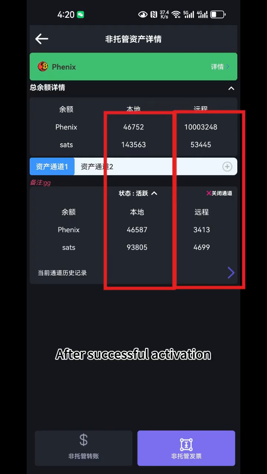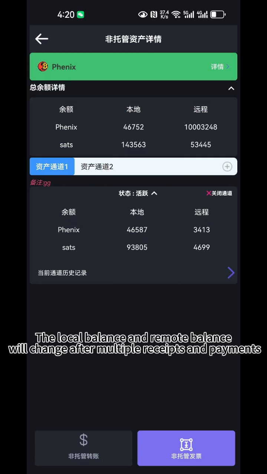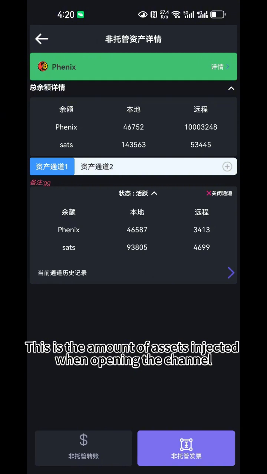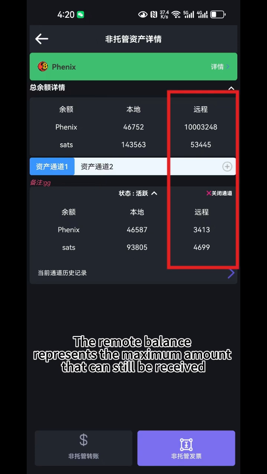After successful activation, you can see the local balance and remote balance. The local balance and remote balance will change after multiple receipts and payments, but their sum, that is, the total amount, will not change. This is the amount of assets injected when opening the channel. The local balance represents the maximum amount that can still be paid. The remote balance represents the maximum amount that can still be received.